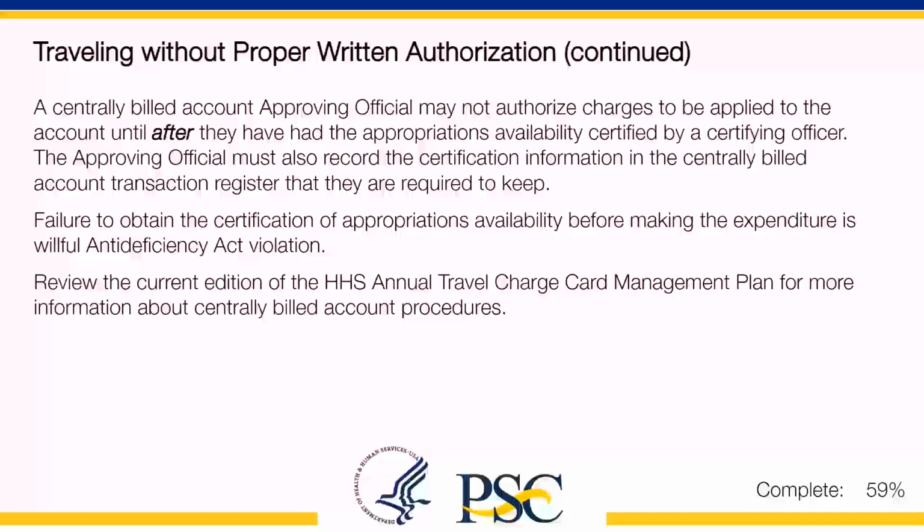A centrally billed account approving official may not authorize charges to be applied to the account until after they have had the appropriations availability certified by a certifying officer. The approving official must also record the certification information in the centrally billed account transaction register that they are required to keep. Failure to obtain the certification of appropriations availability before making the expenditure is a willful Antideficiency Act violation. Review the current edition of the HHS Annual Travel Charge Card Management Plan for more information about centrally billed account procedures.